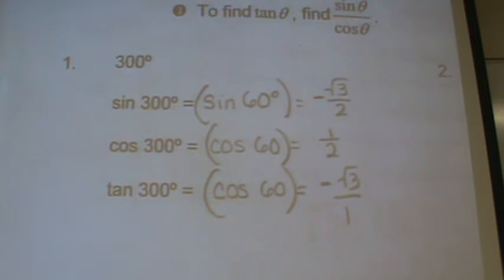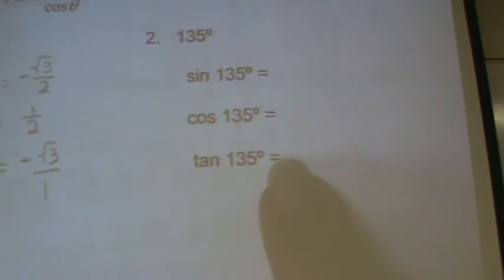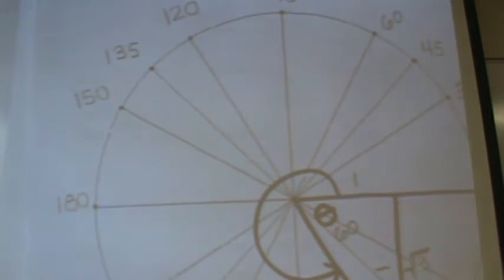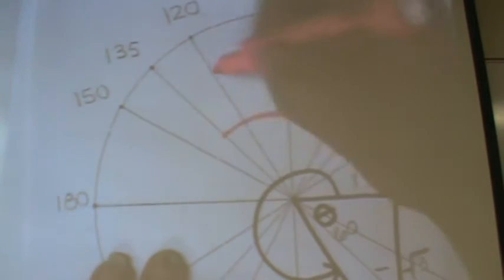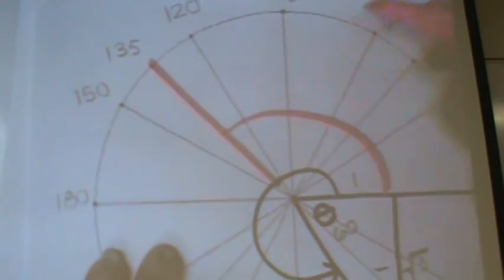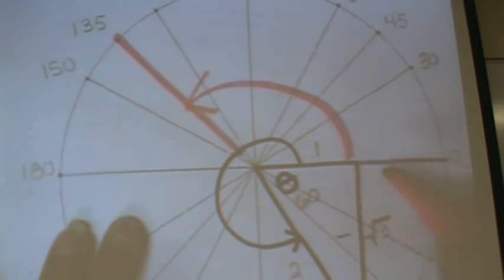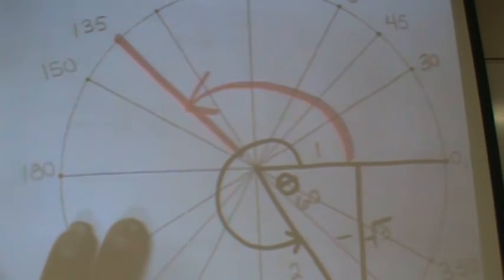Okay, let's do another one. Now, we're talking about 135 degrees. Where is 135 degrees? Quadrant 2. Okay, so here's my 135 degrees, right there. From here to here is 135.